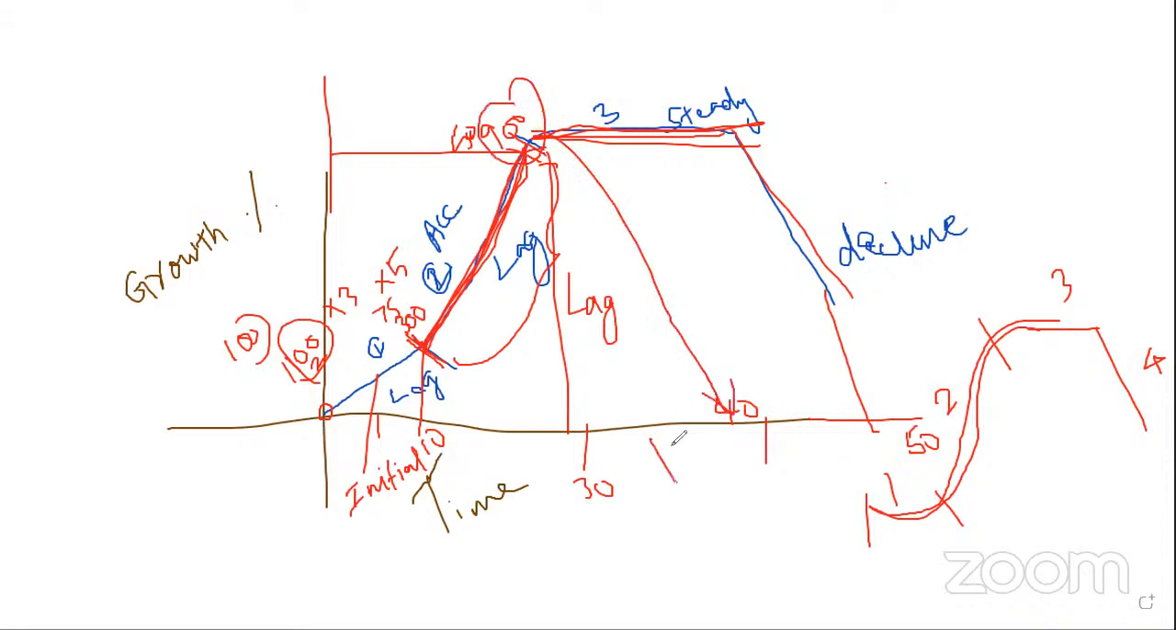Here, how many years? 10 years they utilized. Once the natural resources decline, that means reduced, at that stage what happened? The population decreases. Okay, my dear. This is the important thing.